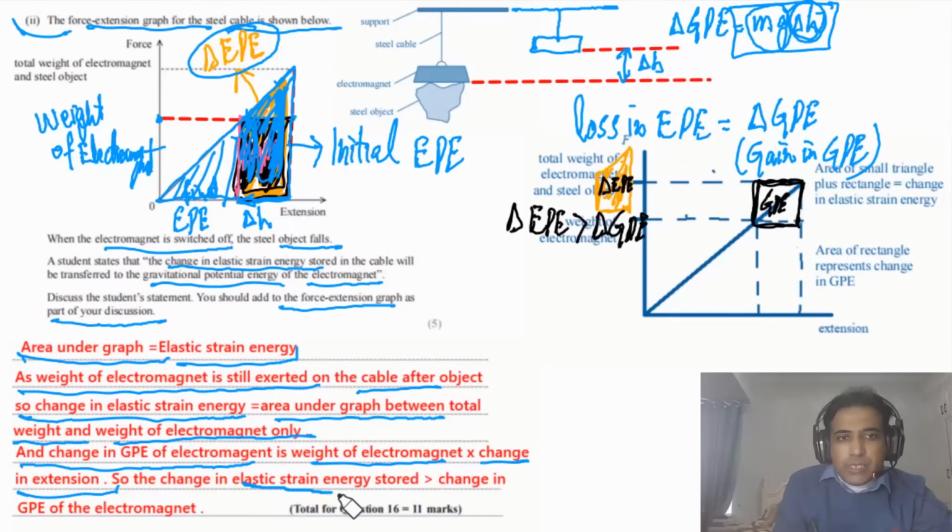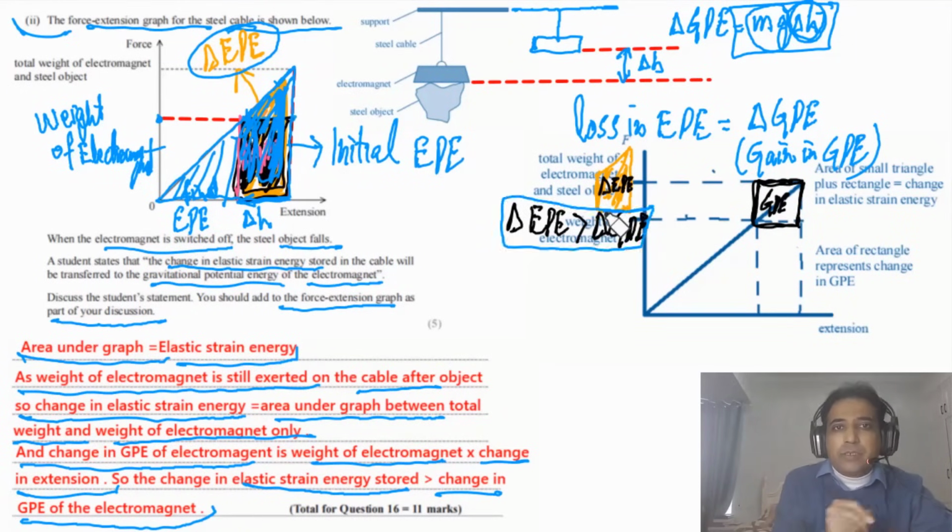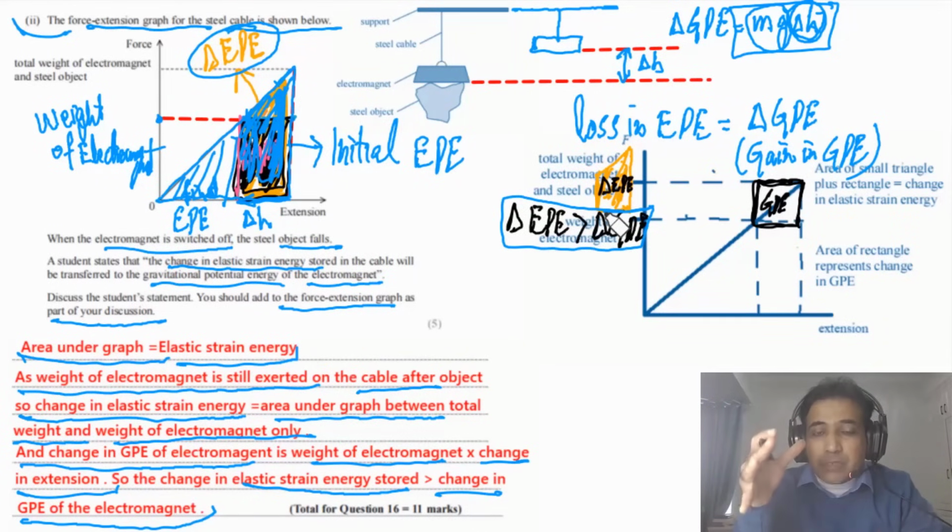So the change in elastic strain energy is greater than the change in GPE of the electromagnet. So we have discussed that point here. A beautiful question. Watch this one more than one time. It will make very clear sense to you.